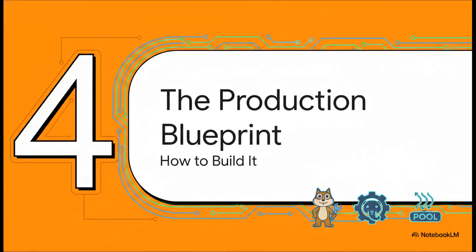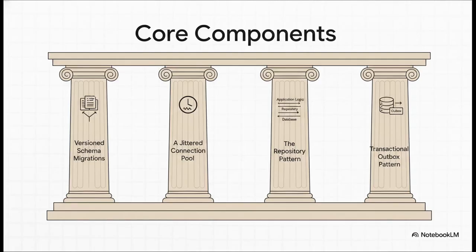Okay, we know how to fix our connection pool, and we've picked out our driver. So now let's put all the pieces together and look at the complete blueprint for a production-ready system. A really robust database layer is built on 4 pillars. First, you need versioned schema migrations for safe, reversible changes. Second, that jittered connection pool we just talked about. Third, the repository pattern, which is great for separating your business logic from your database code. And fourth, this really cool technique called the transactional outbox pattern for reliable background jobs.